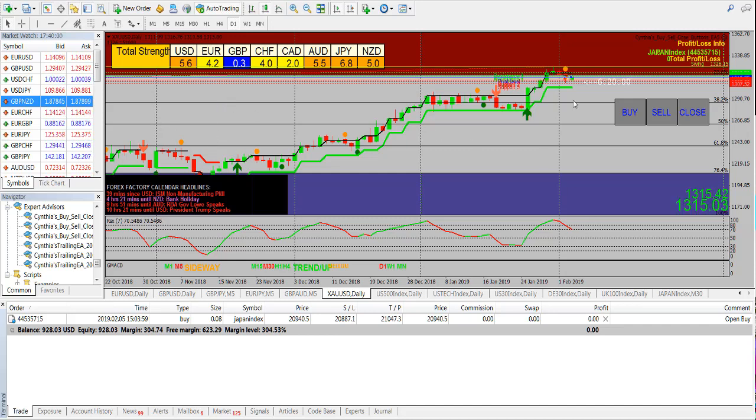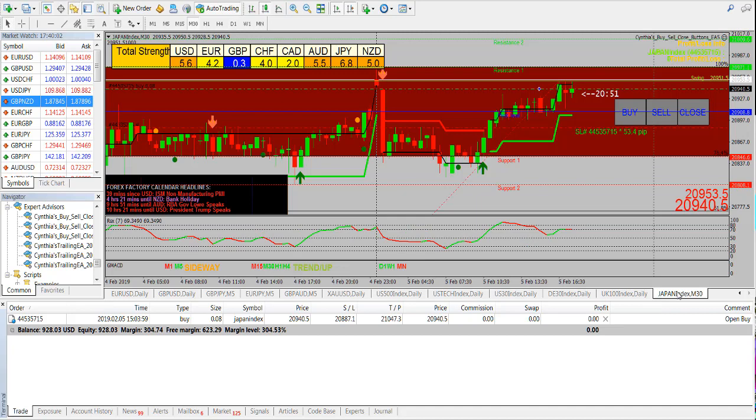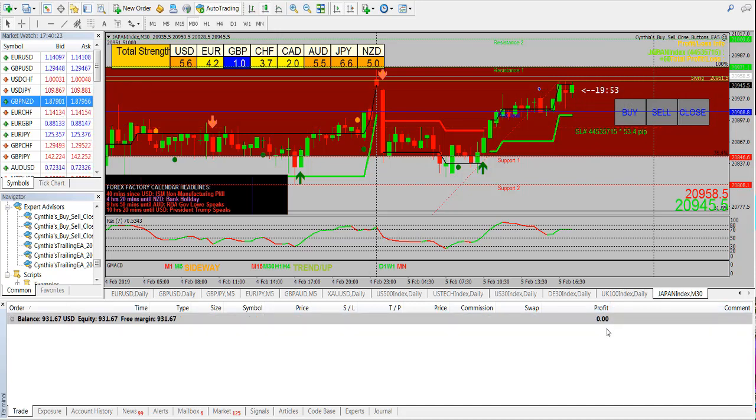So at this point, let's take a look at this Japan index. It's really hit some kind of resistance here, so I think I'm going to just take my profit just to be out of that trade, because I don't really like to be in trades in the afternoon, especially with these indexes, because anything can happen.